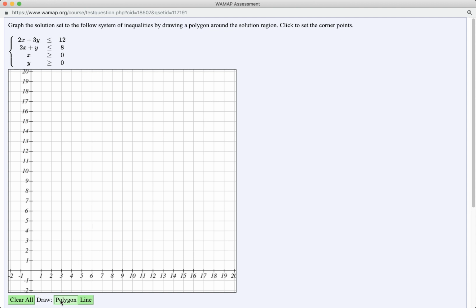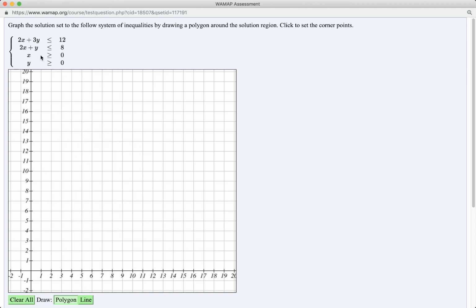So this polygon tool down here works by clicking individual points in a polygon to create the sides. And then when you want to close the polygon, just connect the original dot to the last one you just did. And when you click, that region will be shaded for you. This is just an arbitrary polygon region that I created to show you how to use the tool. So we're going to clear that and then work with this system.